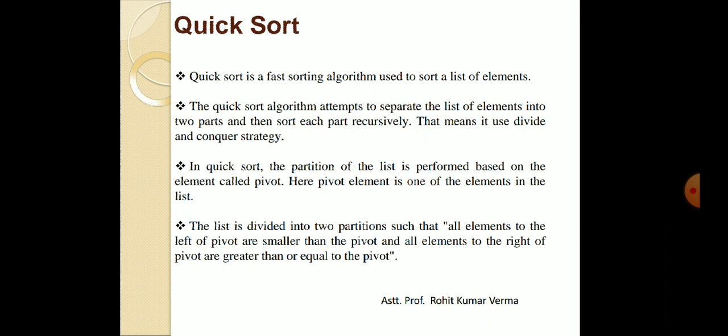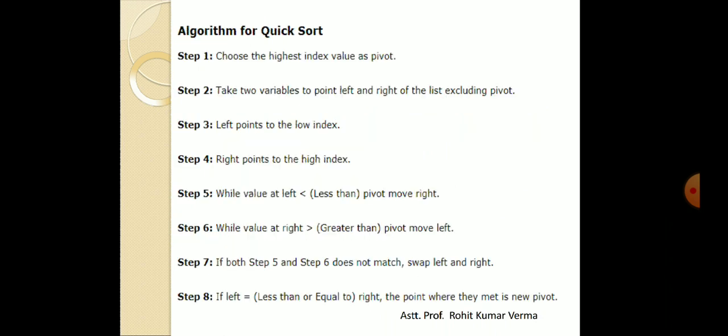Then we divide our list by using the divide and conquer strategy. In this case our list is divided into two parts. All the elements in the first part are smaller than the pivot element, and all the elements in the second part are greater than the pivot element. Okay, so dear students, this is the algorithm for quick sort.